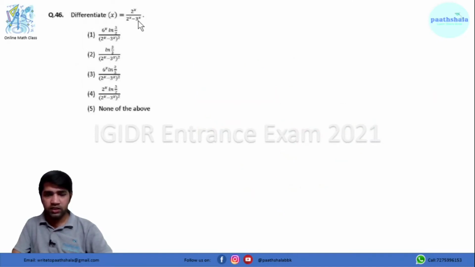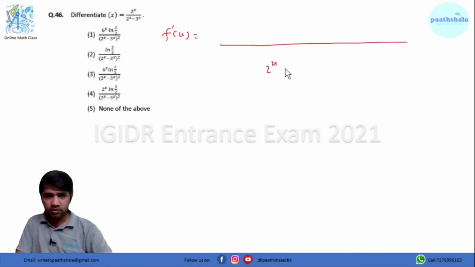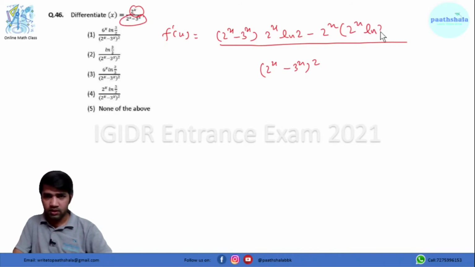We have to differentiate this expression. So we are going to follow the quotient rule. So f dash x will come out to be, by using quotient rule we can differentiate this thing. So this will be (2^x minus 3^x) whole square. Here this will come out to be 2^x minus 3^x, and differentiation of 2^x, this will come out to be 2^x ln 2 minus, this will be 2^x, and differentiation of this function, so this will be 2^x ln 2 minus this will be 3^x ln 3.